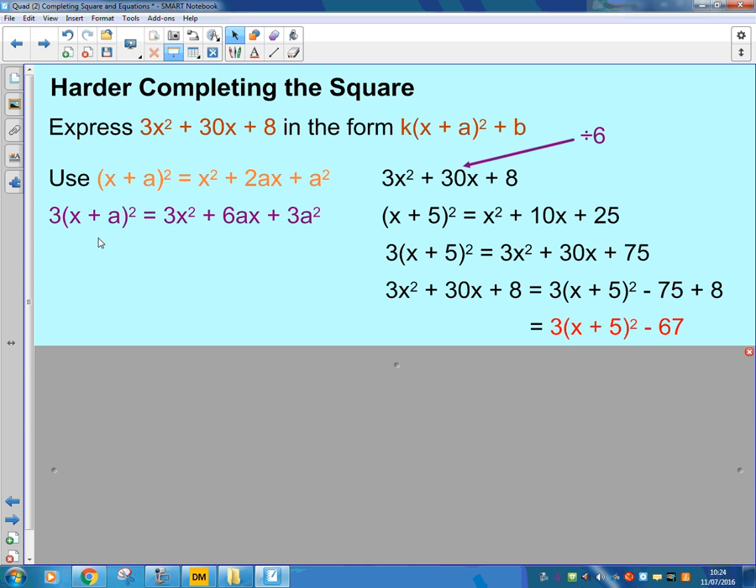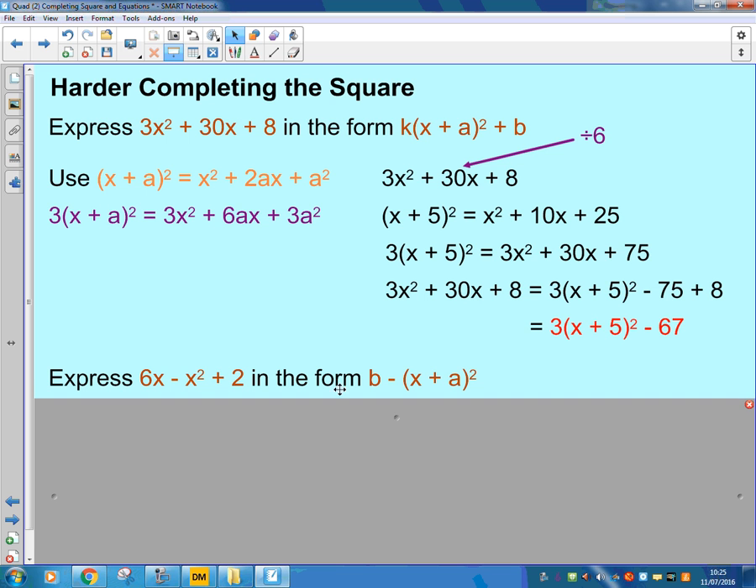Then I find 3 lots of it, and I check, and I should get then 3x squared plus 30x, because it's 3x squared plus 30x there. Then I can just rearrange to get 3x squared plus 30x is 3 lots of x plus 5 squared minus the 75. If I want 8 more than that, I'll just add on 8.